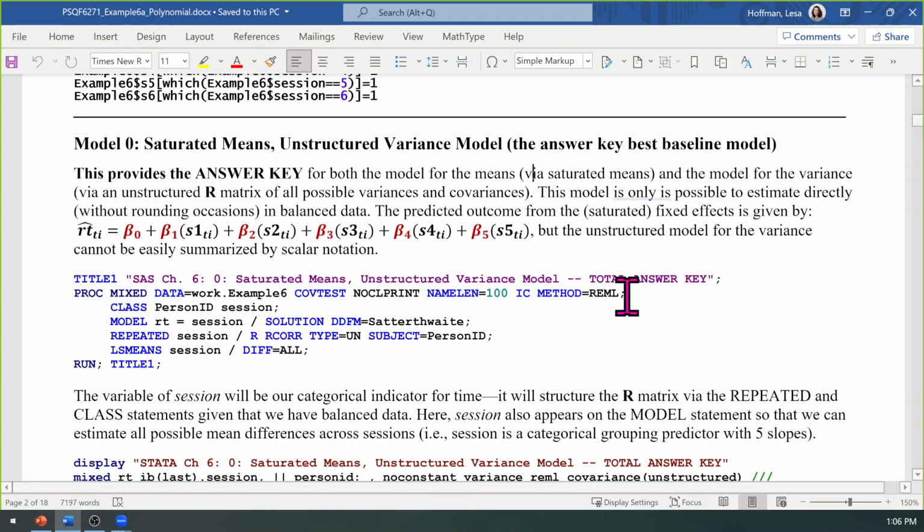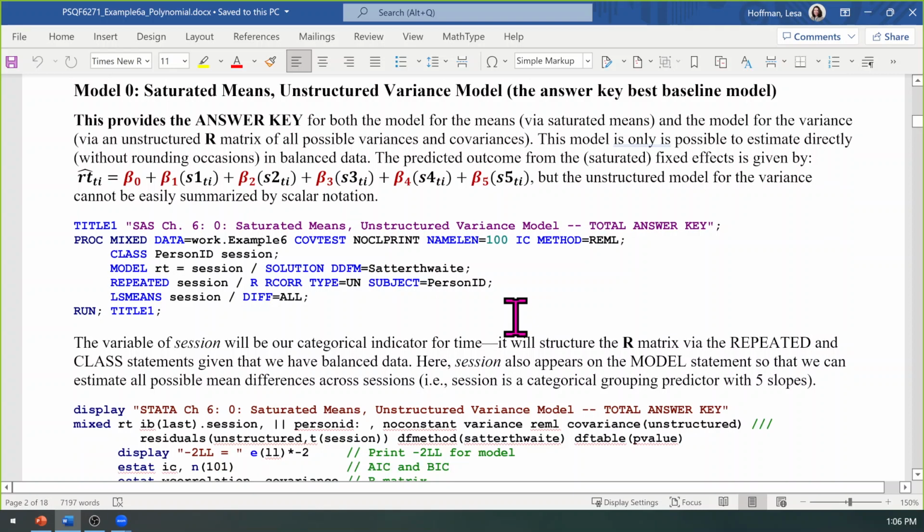So I'm estimating a saturated means unstructured variance model because that is ultimately the pattern I'm trying to recreate with my model that includes slopes for time in it. So I want to know where the end goal is. I want to know what the means are, that's saturated means from the fixed effects, and I want to know what the data created variances and covariances are. So you've seen this several times.